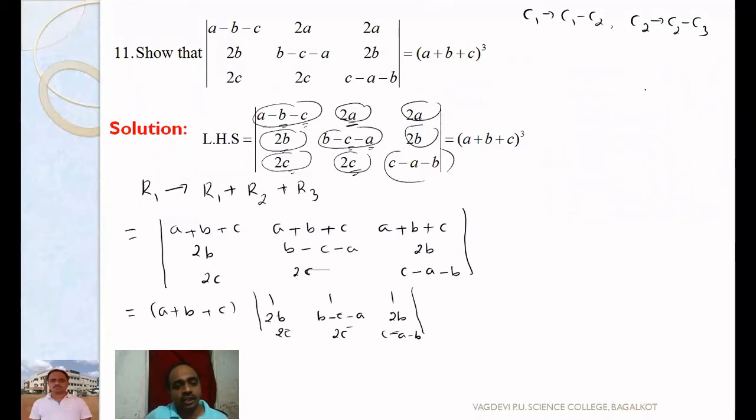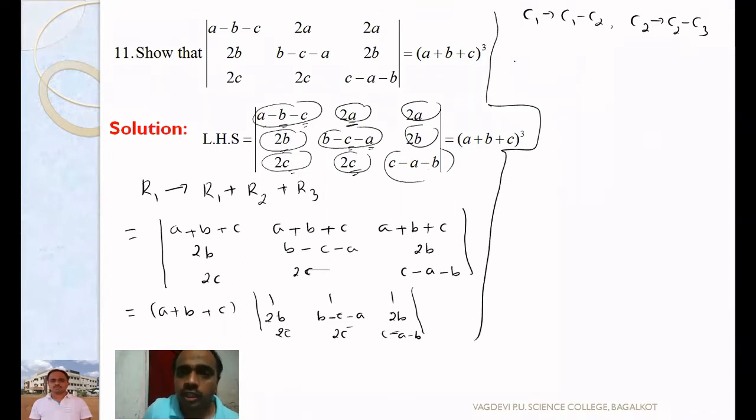Okay. I have taken a plus b plus c as a common factor. I get 1, 1, 1, and the second and third rows as they are. Then how to convert those 1, 1, 1 to 0? C1 changes to C1 minus C2, C2 changes to C2 minus C3. I have written. So what do I get here?